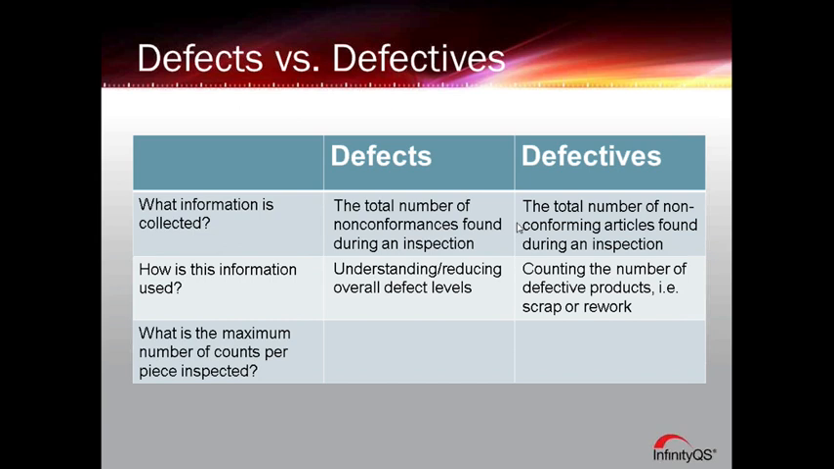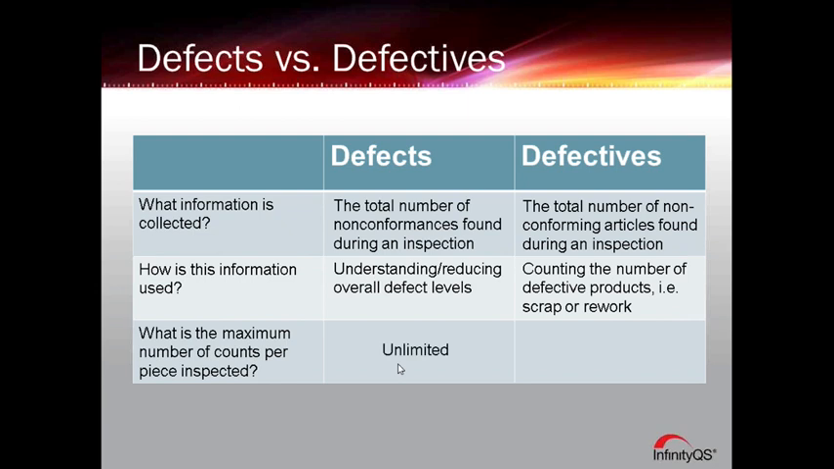Okay, and then the last question I've posed here is kind of a strange one, but it's very important when it comes to the software. Here I pose the question: what is the maximum number of counts of a defect or defective that I could find per piece inspected? Okay, and this is really important when it comes to our software.